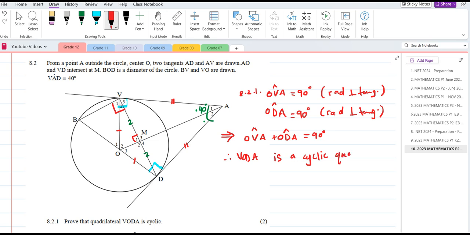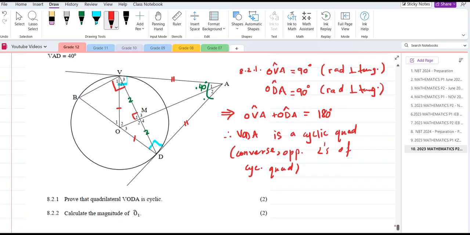Right? And what's the reason? Converse, opposite angles of cyclic quad. Or you can write, why did I write 90? It's supposed to be 180. 90 plus 90 is 180. You're going to write opposite angles of quad are supplementary, therefore VODA is a cyclic quad.